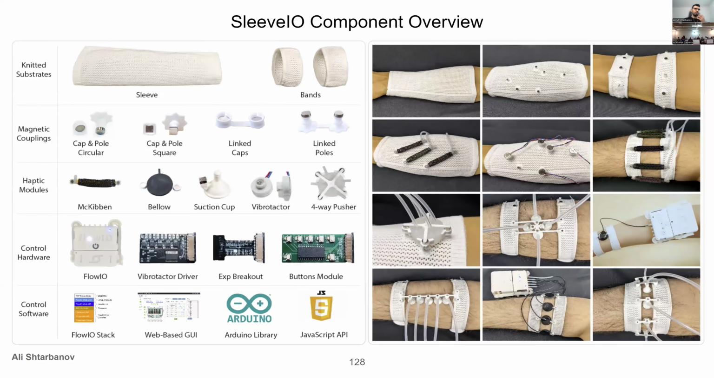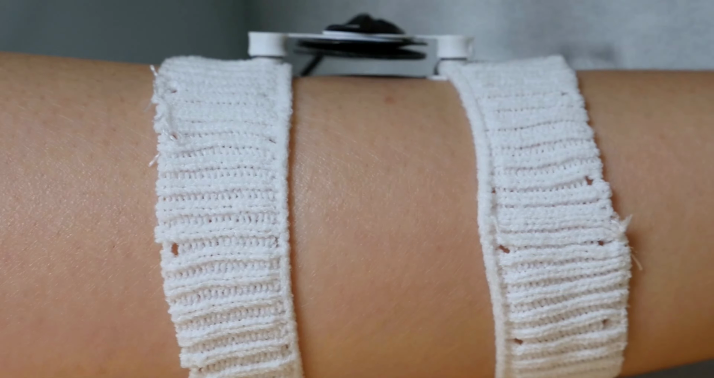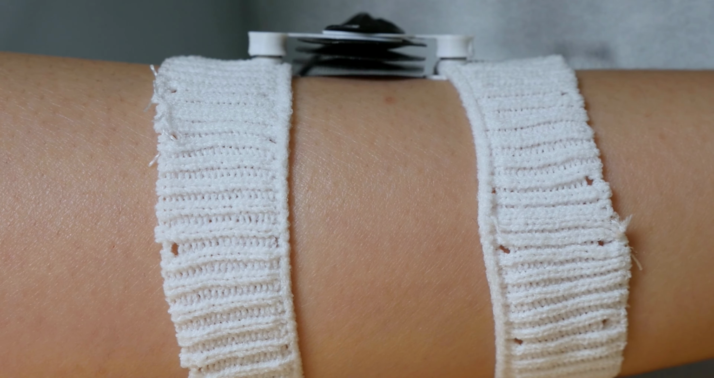SleeveIO features 5 types of haptic actuator module: vibrotactors that use the poles as signal carriers, bellows that act directly on the skin, muscles capable of both shear and vibration stimuli, a cup actuator suitable for suction and puff, and a quad chamber acting on up to 4 neighboring poles. We can arrange the actuators longitudinally, radially, or in a grid pattern.